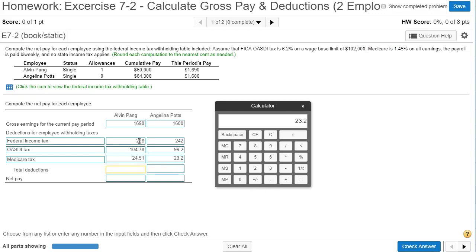Now we need the total deductions. We're going to add up 228 plus 104.78 plus 24.51, which gives us 357.29. And then we're going to add Angelina's 242 plus 99.20 plus 23.20, which gives us deductions of 364.40.